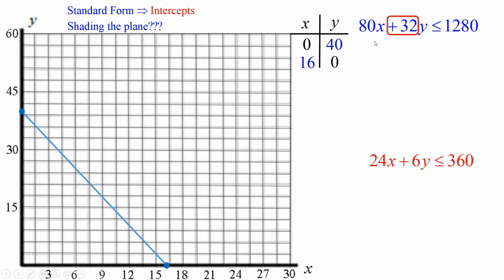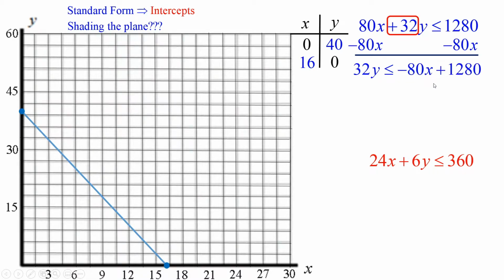So the first thing I would do is get rid of the 80x's. So I'm going to subtract 80x from both sides. And that does not affect my inequality, so I'm going to bring down the less than or equal to. I put it over here, that's okay. And 80x minus 80x is gone, leaving 32y's. And on the right, I cannot combine these two terms, so I have to write them in expanded form. I'm going to start with my x term first, so I go with that slope-intercept of y equals mx plus b. So I have negative 80x plus 1,280.